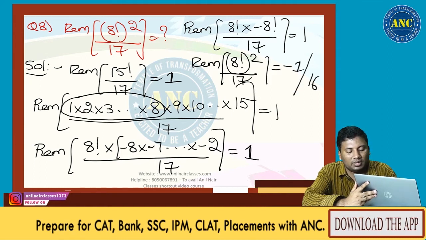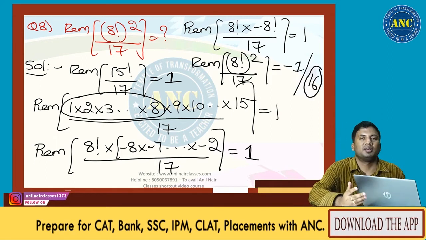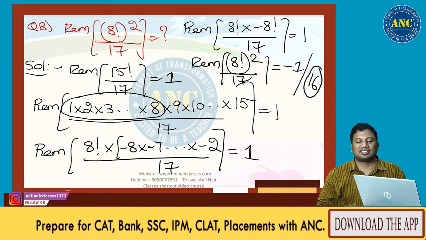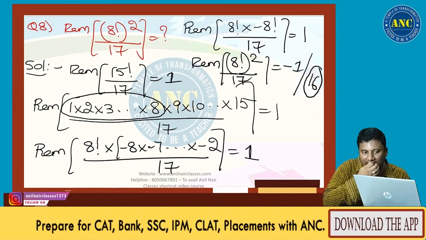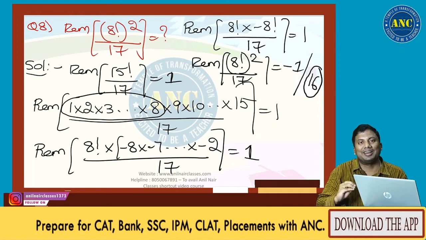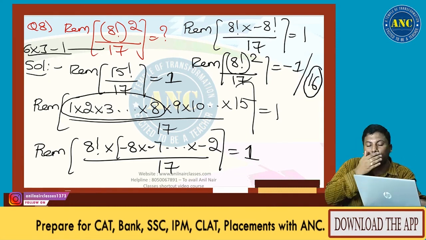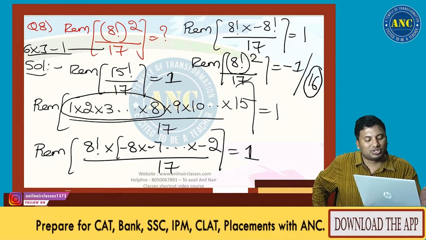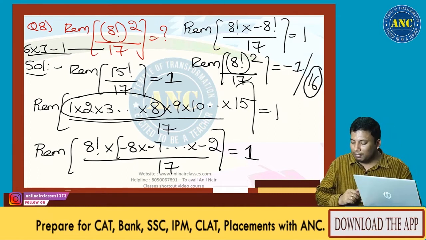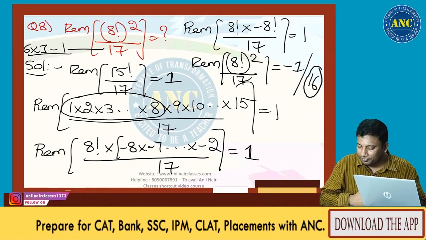Minus 1 means the positive answer is 16. I hope the idea is clear. It is not always 1. Sometimes it gives a minus 1. It gives minus 1 when the denominator is a prime multiple of 6 into 3 minus 1. Remaining all are composite multiples. I hope for question number 8 you got an idea.